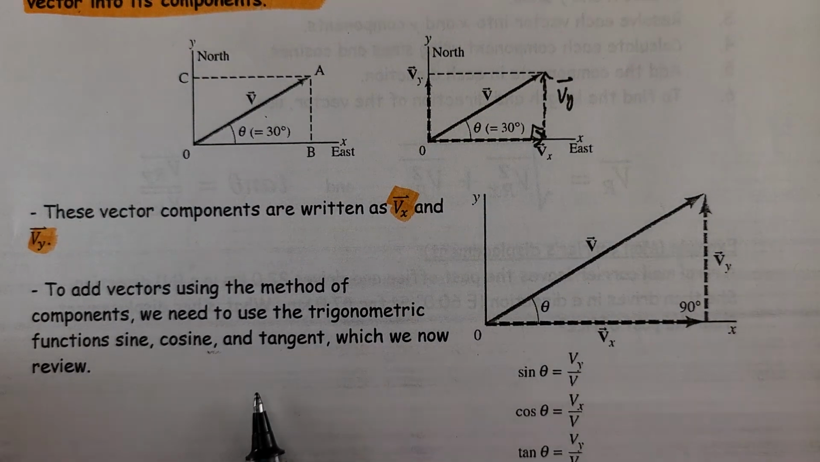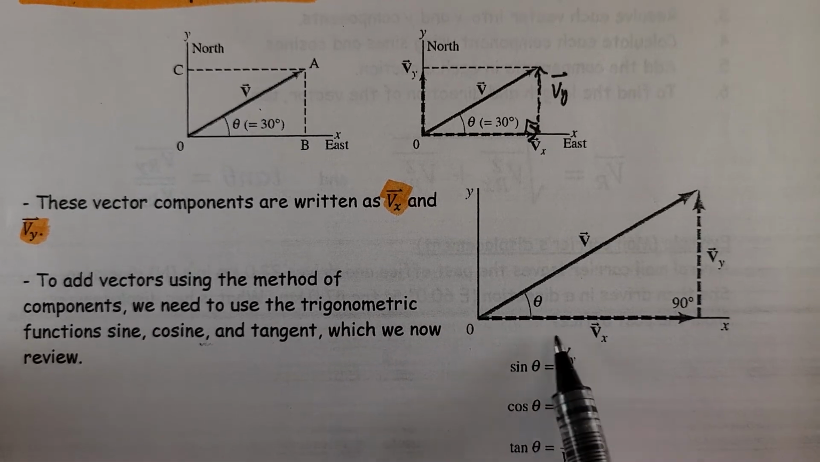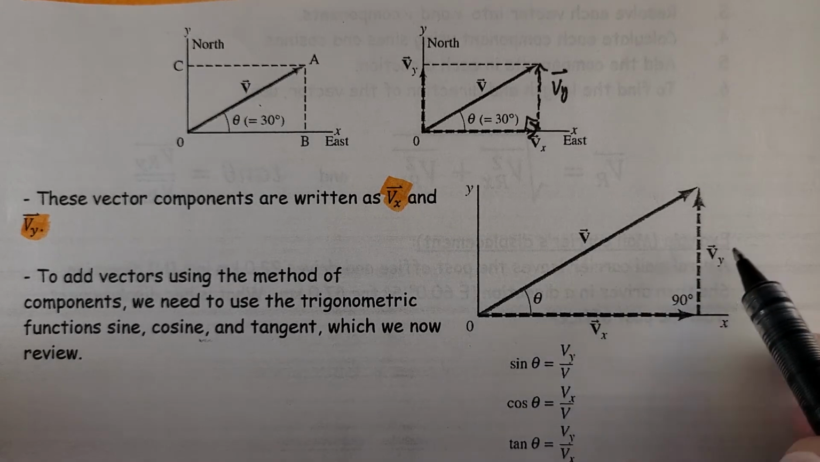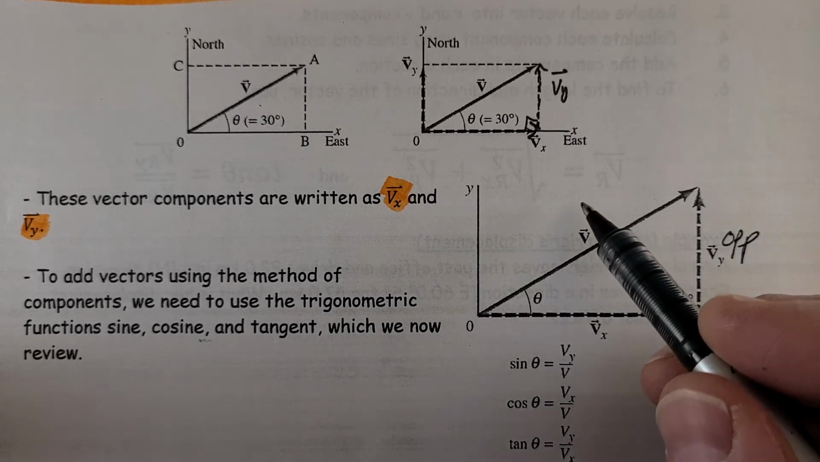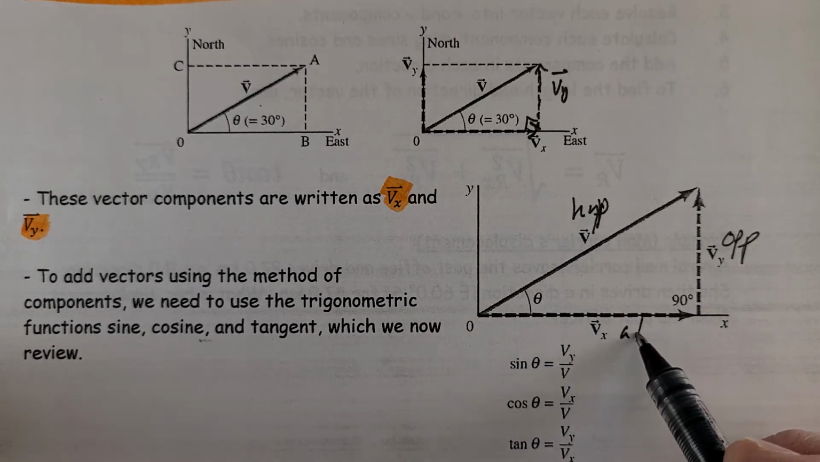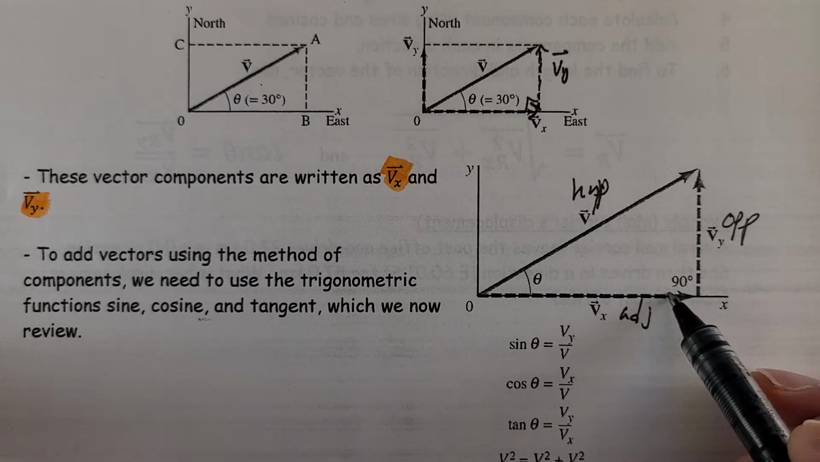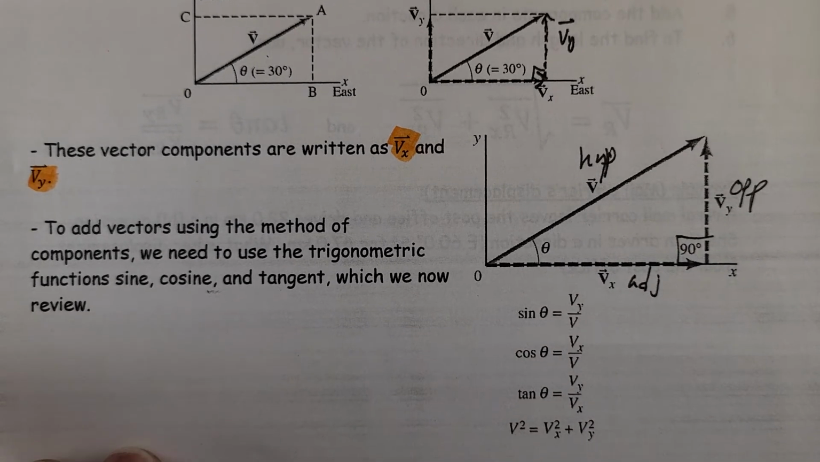To add the vectors using the method of components, we just need to use trig functions such as sine, cosine, and tangent, which we of course know. Sine is opposite side over hypotenuse. Cos is adjacent over hypotenuse, and tan is opposite over adjacent in that right triangle that you see there.